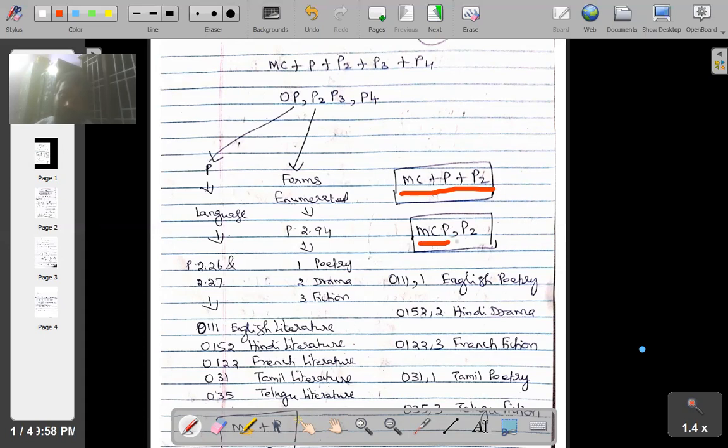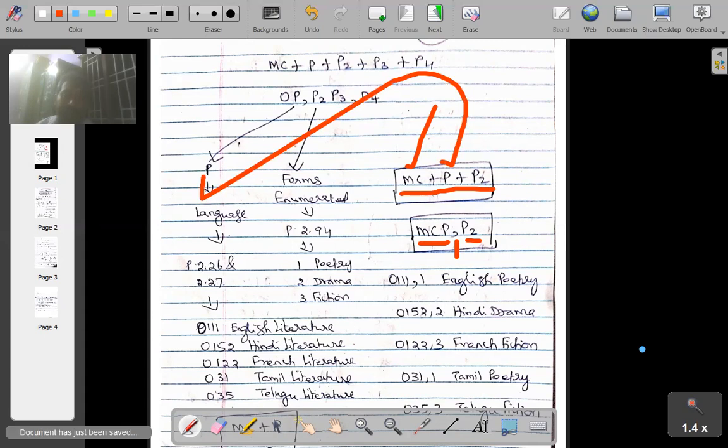But there is a context symbol between P and P2. So main class P comma P2. Good. Okay. So main class is O and P is taken from language, and P2 is taken from the forms. Where are they? In page number 2.94. Fine. So that way you can collect numbers for the language and numbers for form, and you can construct class numbers. Okay. What are the class numbers you can see here?